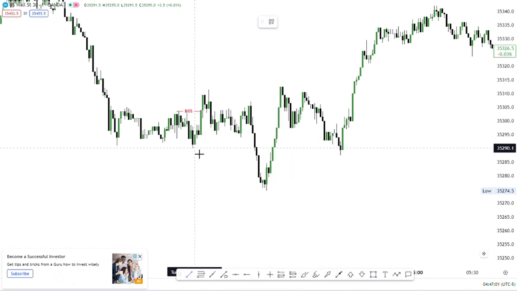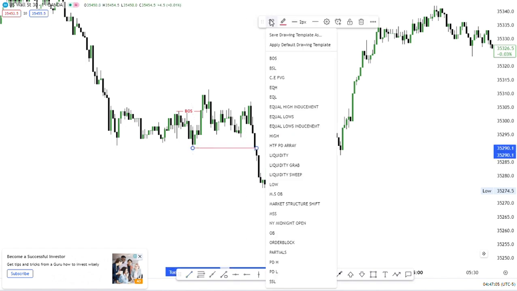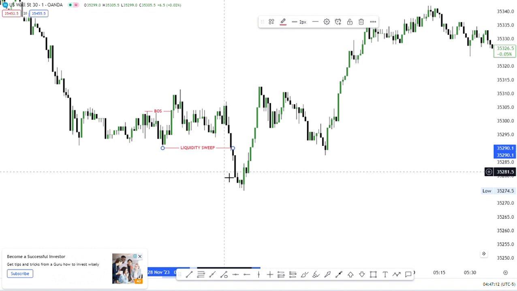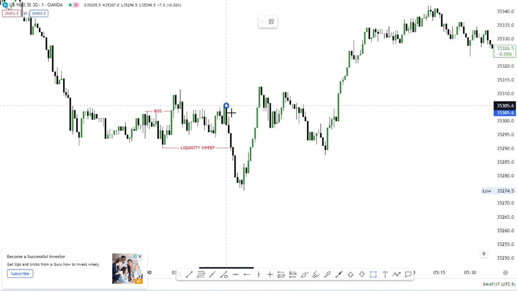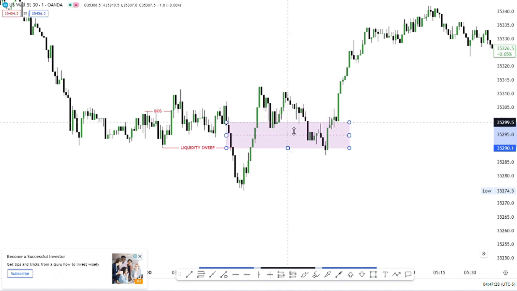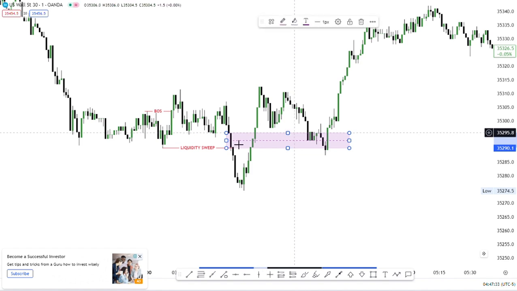So we have this low. Now we know there's a liquidity grab here, or liquidity sweep, whichever one you want to use. Then what are you going to look for? You're going to look for the series of down candles that are responsible for the break of structure. So we have a down candle here. If you want to refine it better, you can use this last candle here. This is your breaker block.